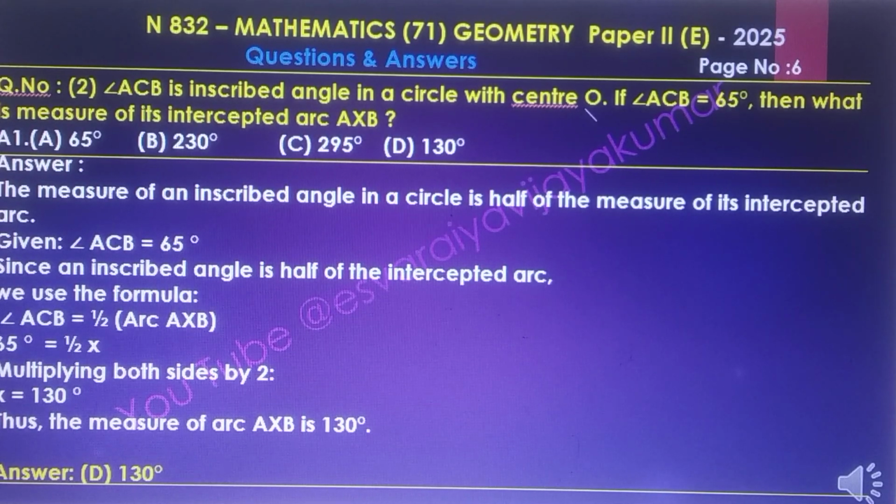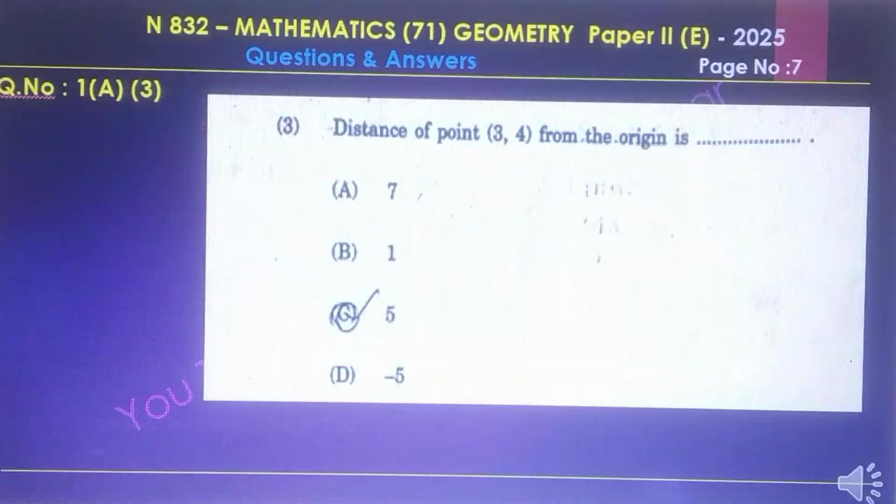The measure of an inscribed angle in a circle is half of the measure of its intercepted arc. Given angle ACB is 65 degrees, since an inscribed angle is half of the intercepted arc, we use the formula angle ACB equal to half arc AXB. 65 degrees equal to half x, multiplying both sides by 2, we are getting x equal to 130 degrees. So the final measurement of arc AXB equal to 130 degrees. Answer D is the final answer.